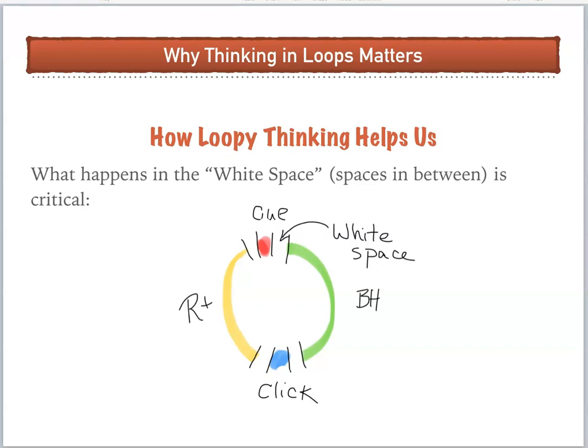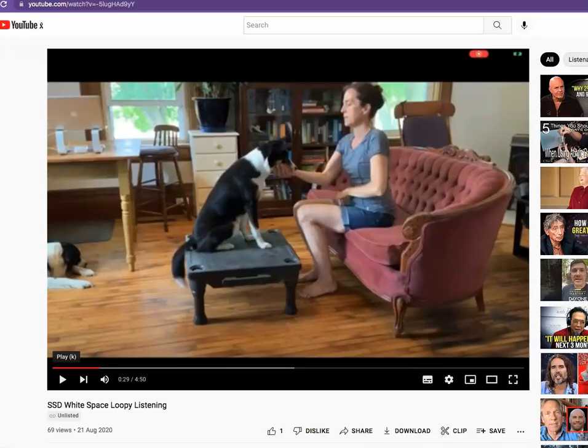and to clean up our training, clean up the loop, tighten things up. So I'm going to show you in practice one very clear example of how having a bit of extraneous behavior in the white space gives us very important information to pay attention to. So here we have Desiree once again working on her chin rest, and I want you to pay close attention to what happens.